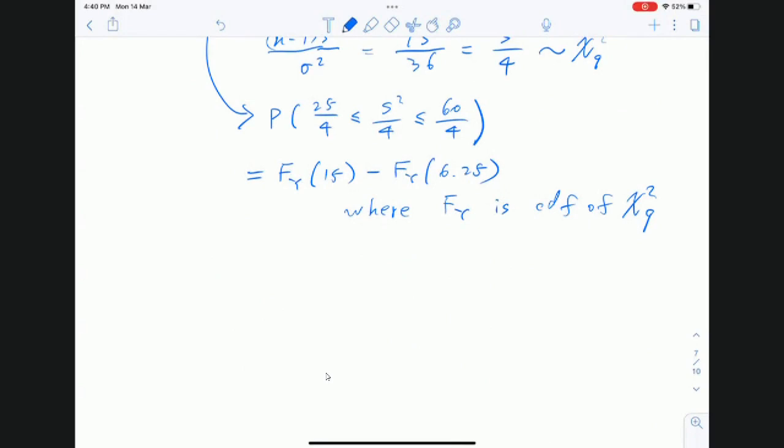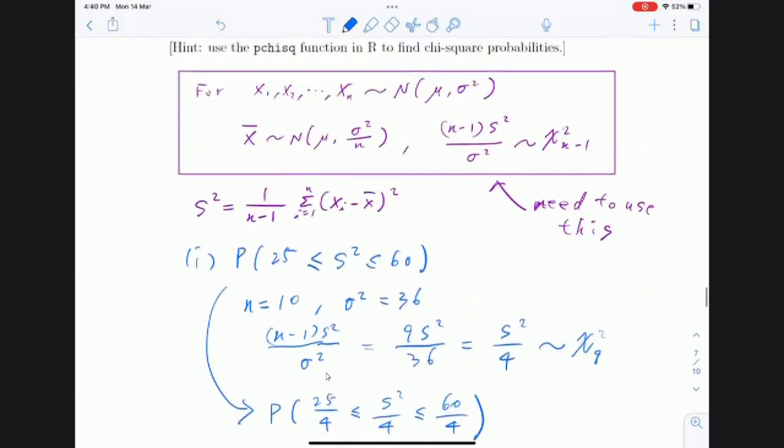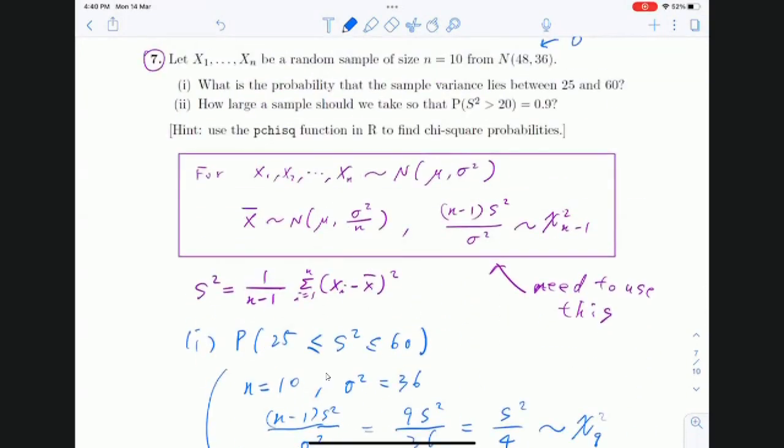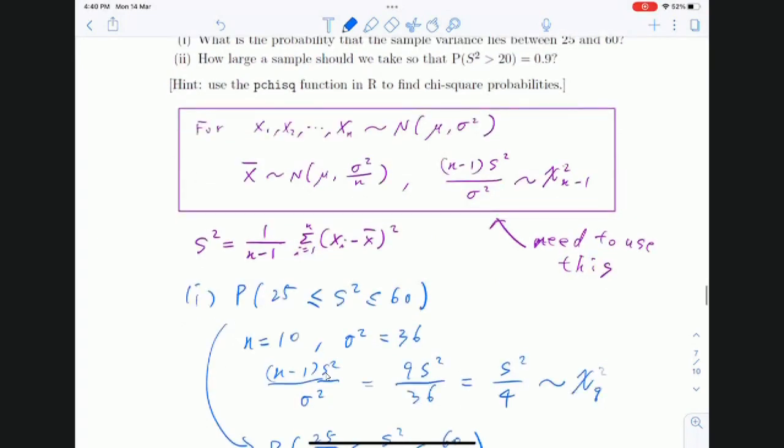Any question? Now similarly, you can try to work on part 2 to determine the sample size such that this will be equal to 0.9, also using R, by trial and error, putting different values of n to compute this probability. So I'm not going to go through the details. You can find the details in the solution. But the main idea is this one. How we can transform the sample variance so that it will follow a nice distribution. This is the key idea.